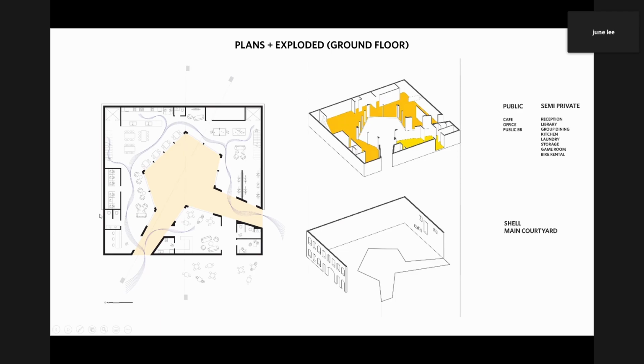You're able to enter through the public space, which is this space in the front, and this is the semi-private space, which houses all the public and semi-private spaces on the ground floor, such as a cafe, reception, library, group dining, kitchen, and all that.